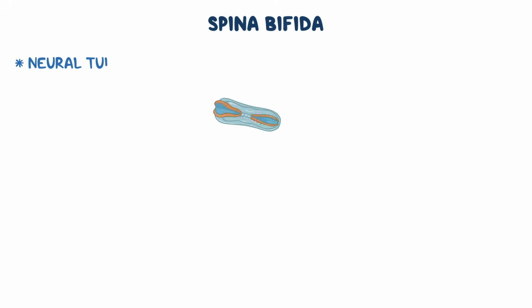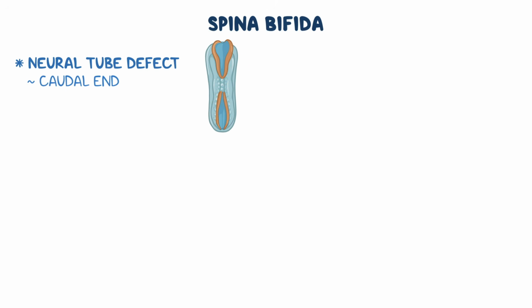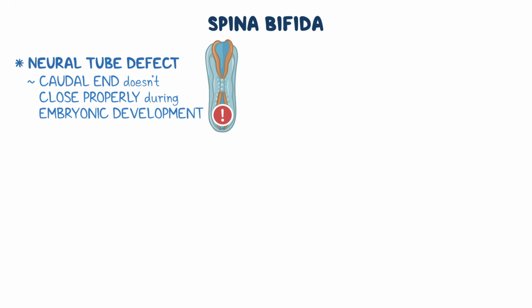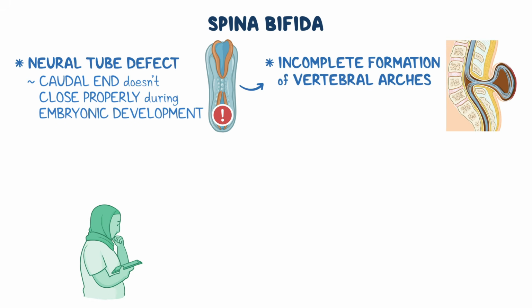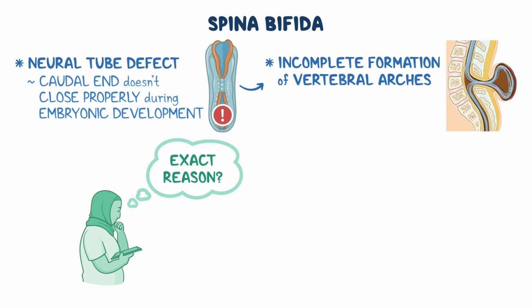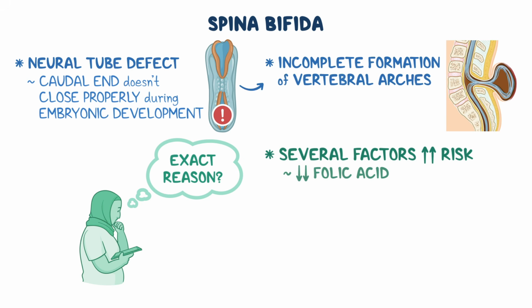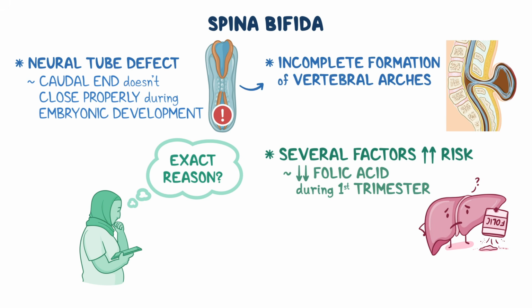Alright, as a quick recap. Spina bifida is a neural tube defect where the caudal end of the neural tube doesn't close properly during early embryonic development. This leads to incomplete formation of the vertebral arches, creating an opening through which the meninges and spinal cord can protrude. The exact reason why spina bifida occurs remains a mystery, but several factors can increase the risk. The most important one is not getting enough folic acid during the first trimester of pregnancy.